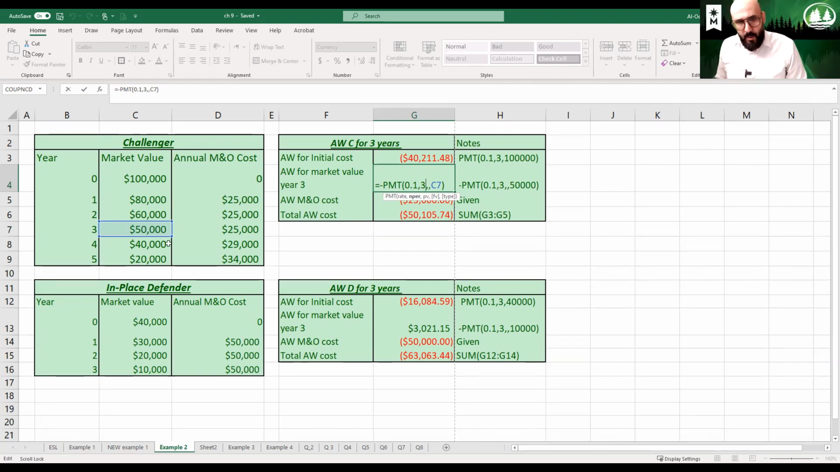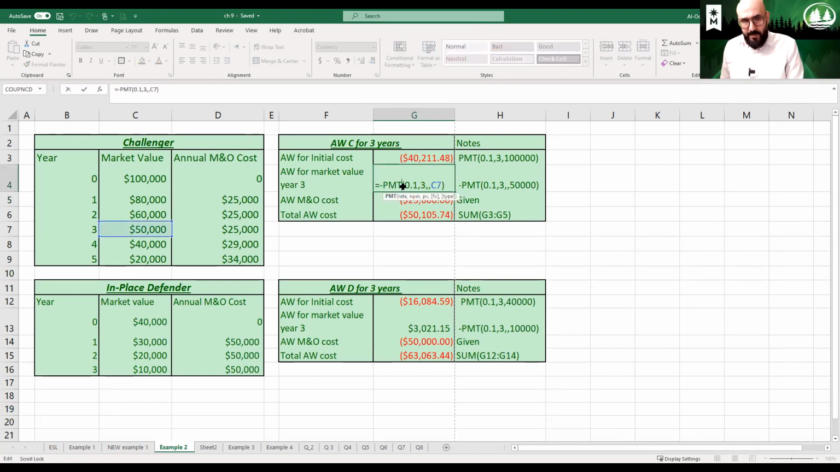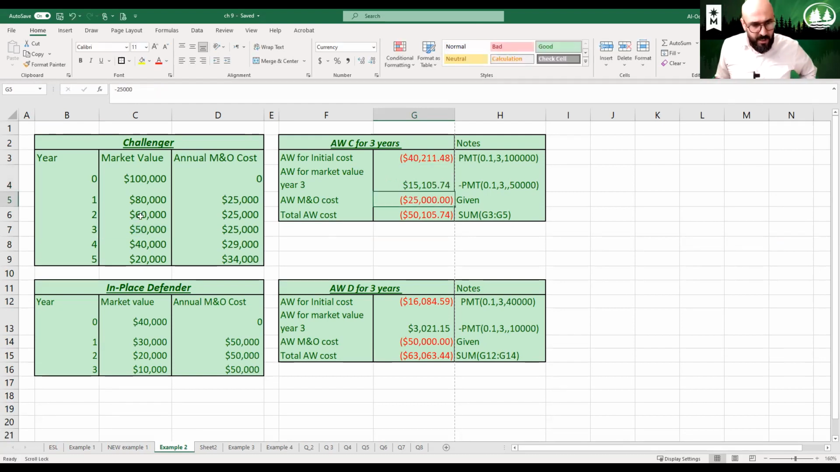All right, so we've done the annual worth for the initial cost. The annual worth for the salvage value is about 15,000, and this is basically the equivalency for 50,000.